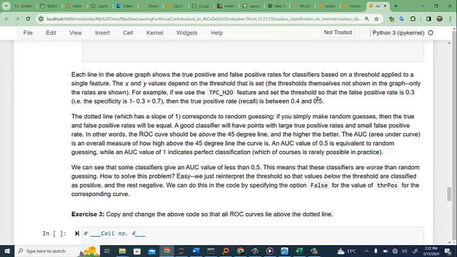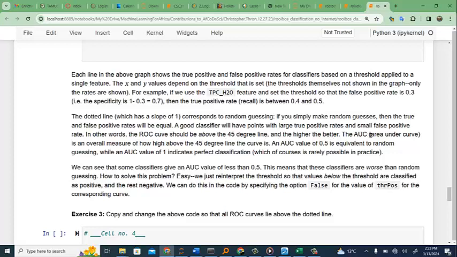Now, how do you get these numbers? Well, you should take a look at your graph. Your graph should agree with these numbers. Right? You should have a point on the graph that agrees with this specification. Now, the dotted line corresponds to random guessing. If you simply make random guesses, then the true and false positive rates will be equal. A good classifier will have points with large true positive rates and small false positive rates. In other words, the ROC curve should be above the 45-degree line. And the higher the better.